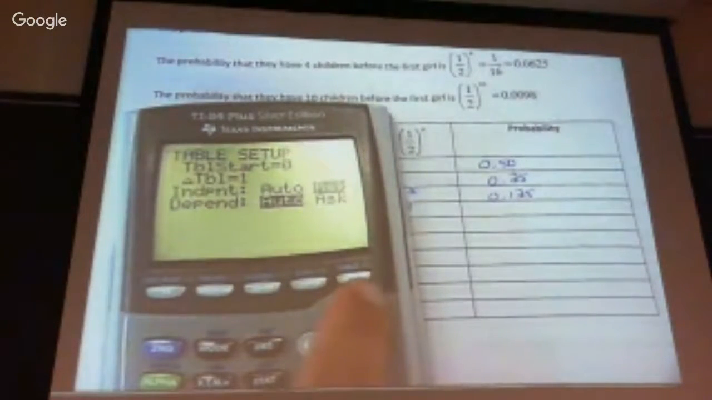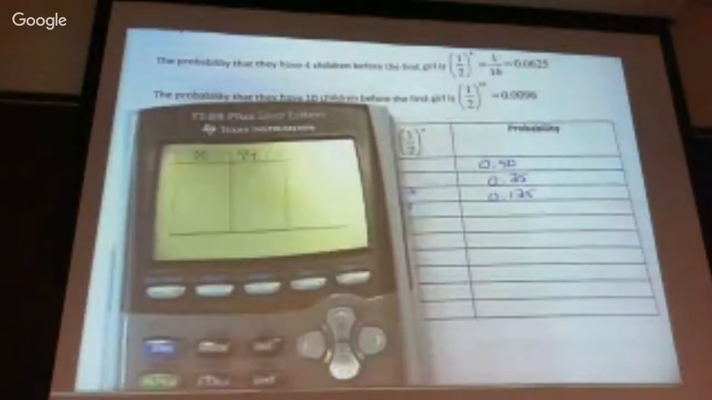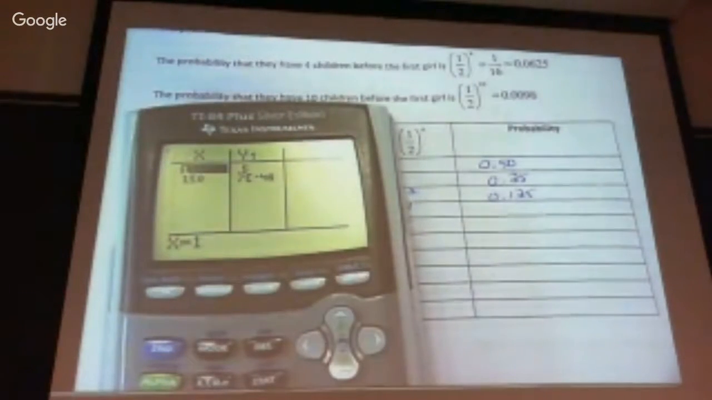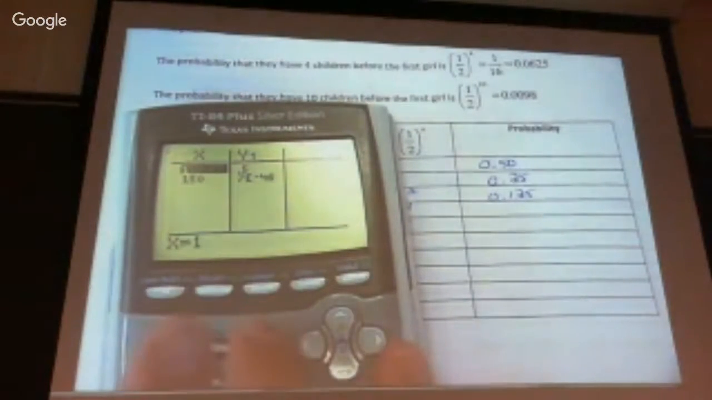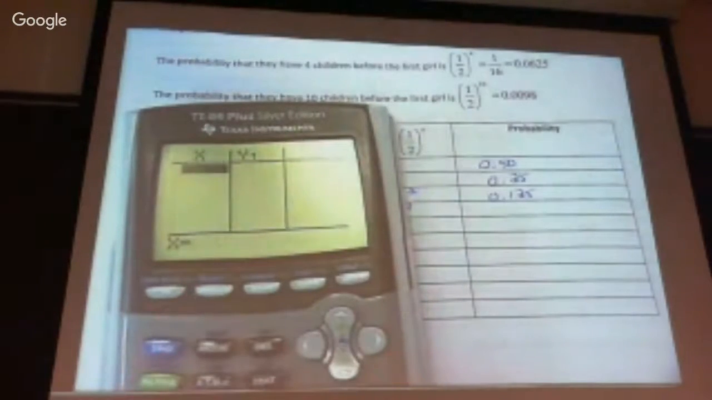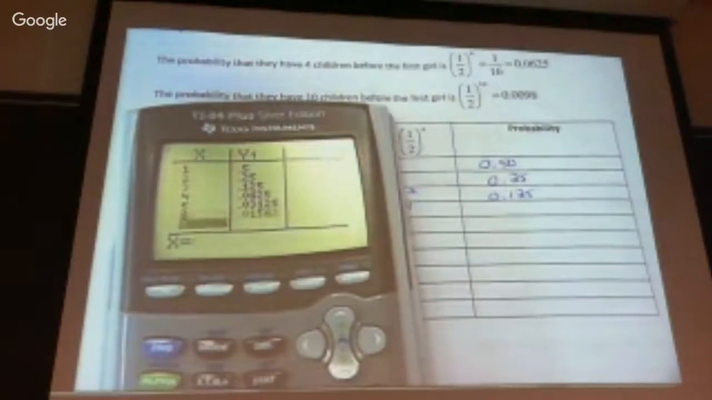Now we're going to go to the table feature by hitting second graph. If you got stuff in there, just hit delete. And here's what's cool about your table. You tell it x, it goes to y1, plugs in for x, and spits out y. We did this for the height example, but we'll do it again for practice. So when I type in 1, it takes 1, plugs it into the function. There's your 0.5. 2, 3, 4, 5, 6, 7.